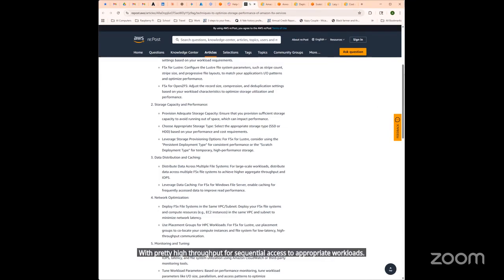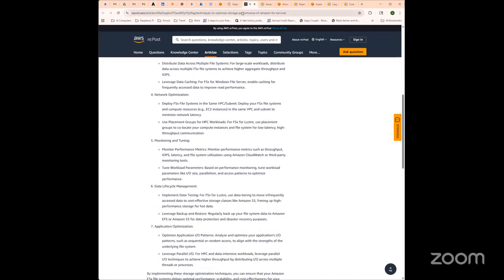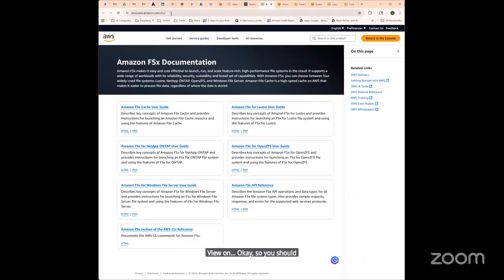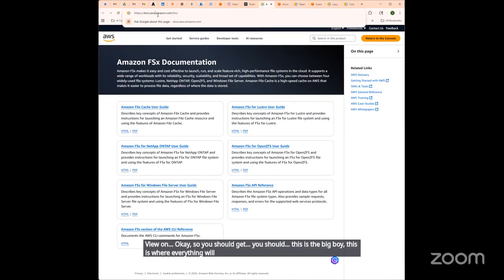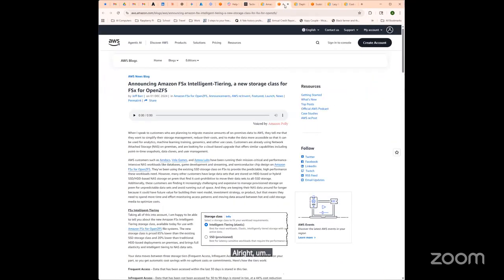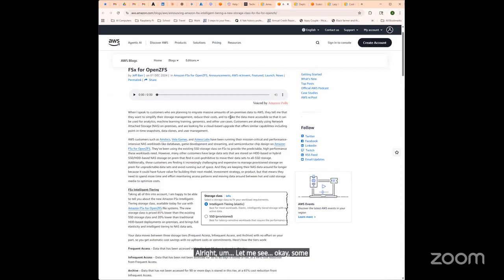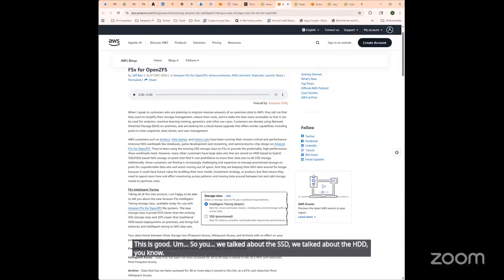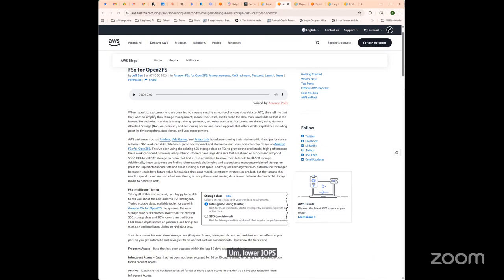All right, so we'll go on a brief review. Okay, so this is the big boy. This is where everything will be at. And you can dig into all of this. I would recommend it. Okay, some storage. This is good. So we talked about the SSD, we talked about the HDD, the high cost versus low cost, the high throughput, lower IOPS, higher IOPS, right? We talked about scratch and persistent.